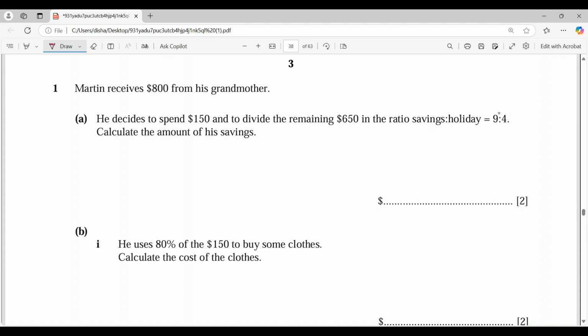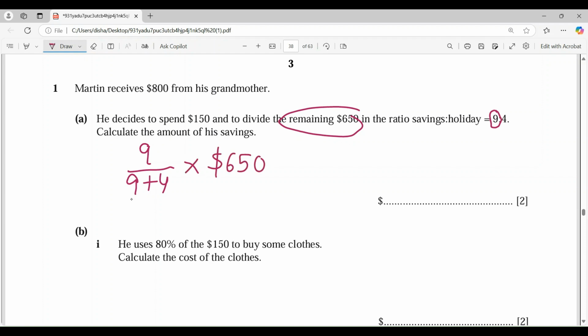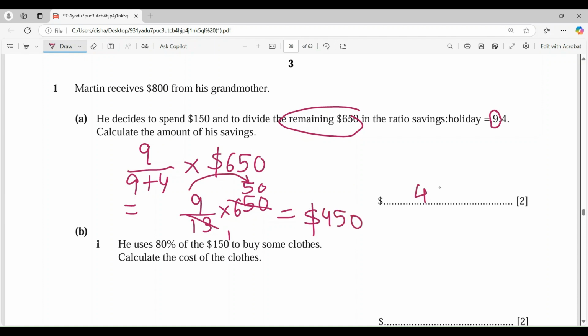The part for the savings is 9. So 9 upon the total parts, 9 plus 4, and this fraction is for the remaining amount, which is $650. So multiplied with $650, that gives 9 by 13 into 650. 13 fives are 65, so 50. So that makes it 9 into 50, which is $450. So the answer is $450, and it's very easy.